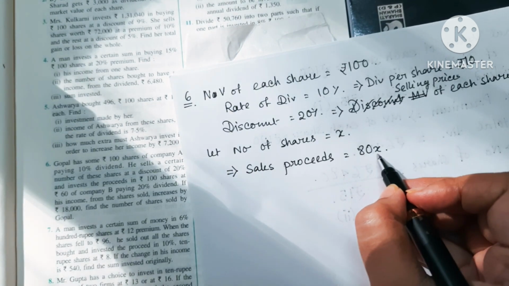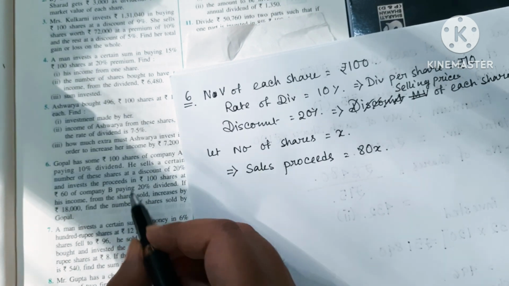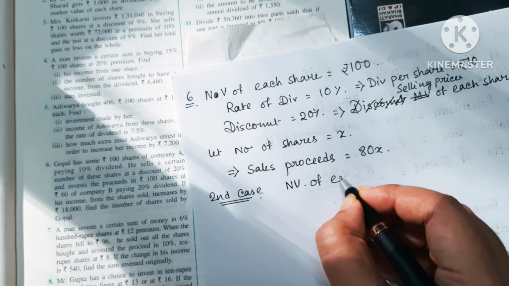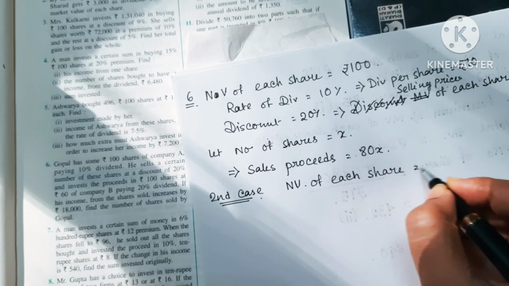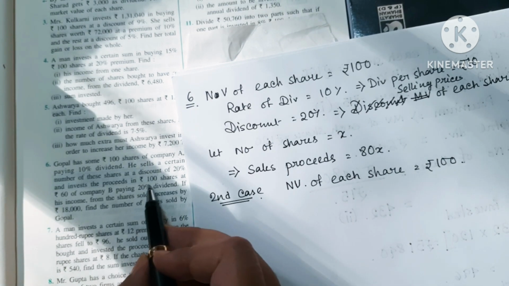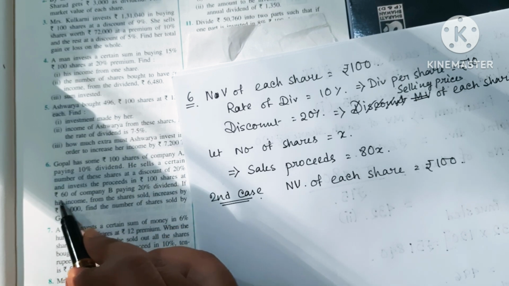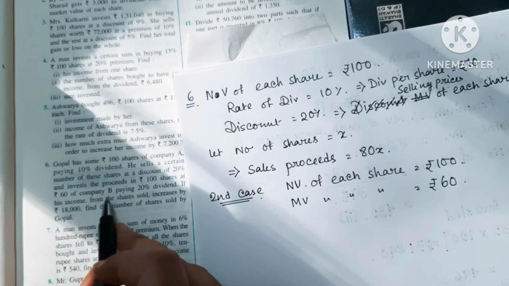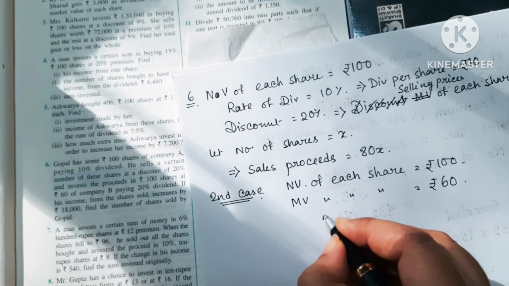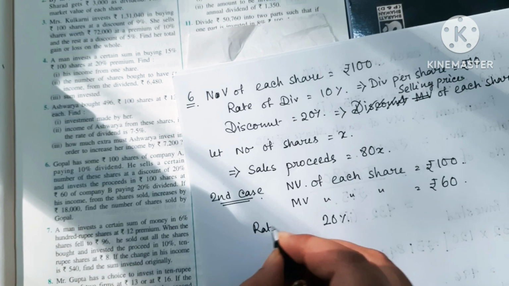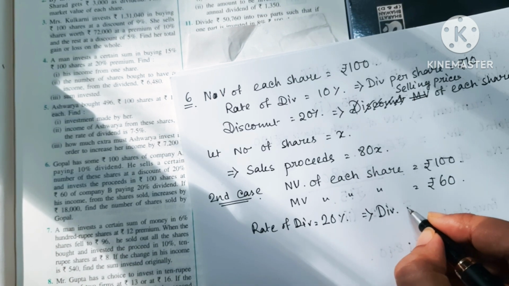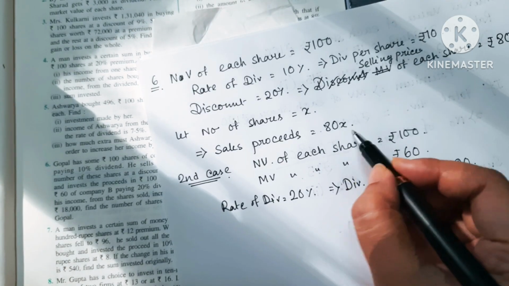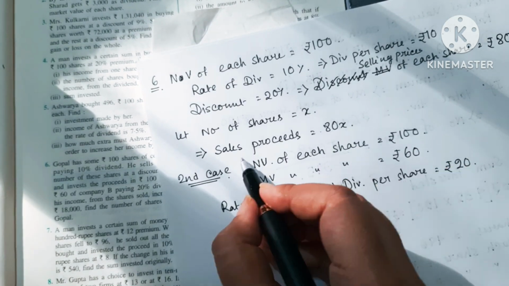Okay, this is the investment of next part, total investment of next part. Okay, in second case, nominal value of each share rupees 100. See, 100 rupees shares at 60 rupees. Market value of each share is rupees 60. Company paying 20% dividend. 20% that is rate of dividend. That means dividend per share, that is rupees 20. Now this is the total investment in case of second investment, because this is sales proceeds.